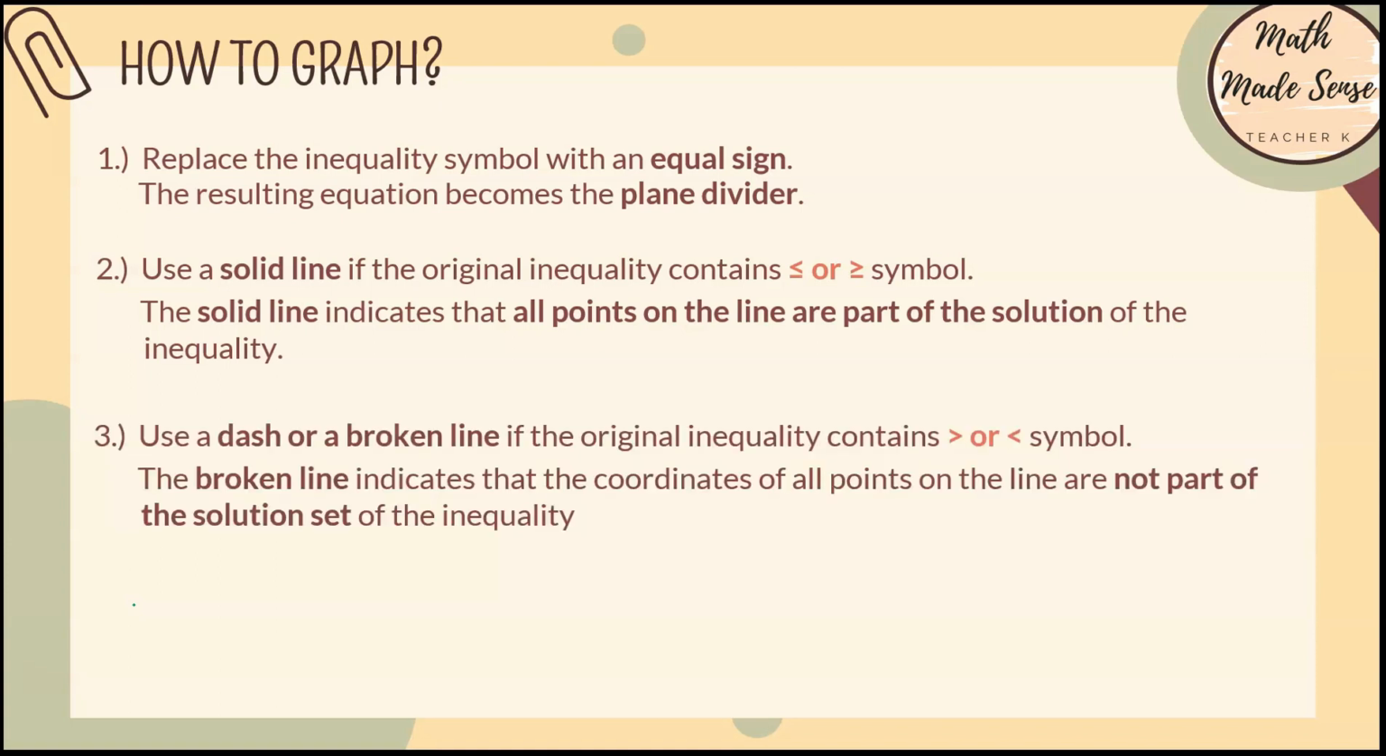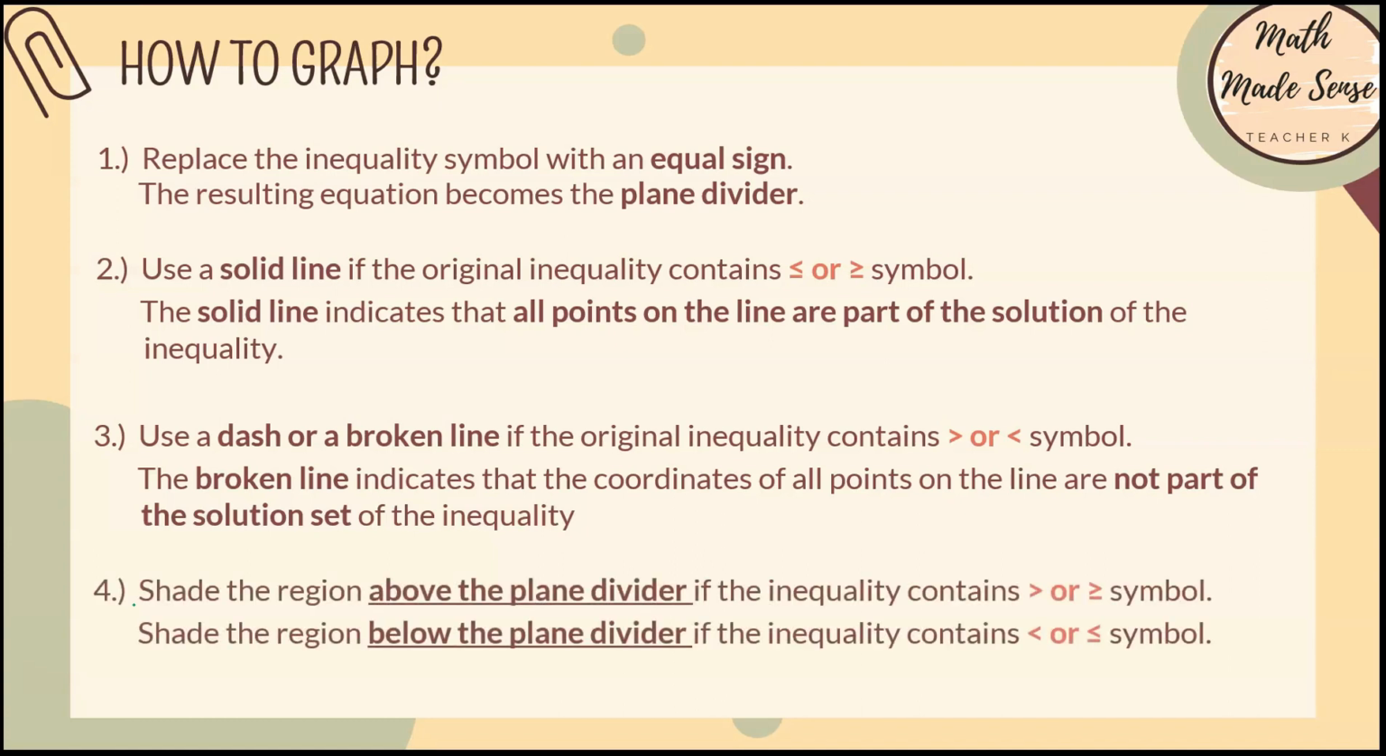Step 3. Use a dash or a broken line if the original inequality contains greater than or less than symbol. The broken line indicates that the coordinates of all points on the line are not part of the solution set of the inequality. And last step, shade the region above the plane divider if the inequality contains greater than or equal to symbol. And shade the region below the plane divider if the inequality contains less than or equal to symbol.